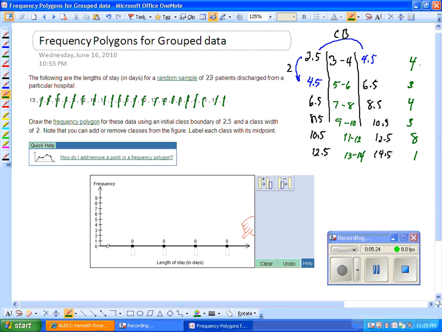If you add all these up real quick, you'll see 4 plus 3 plus 4 is 14, plus 9 is 23. So that agrees with that, and we're happy.